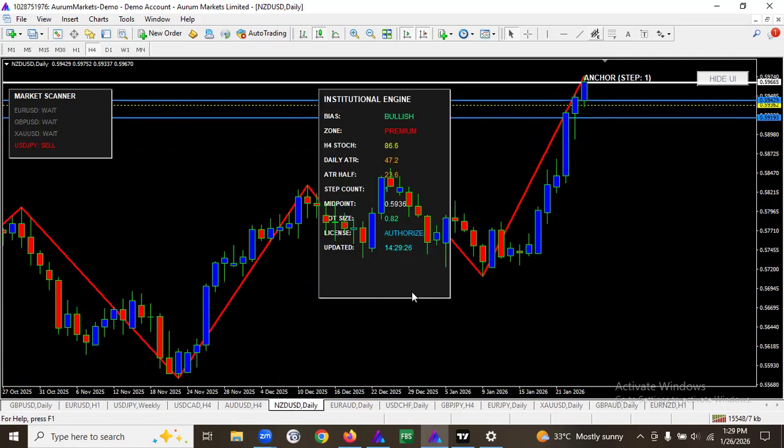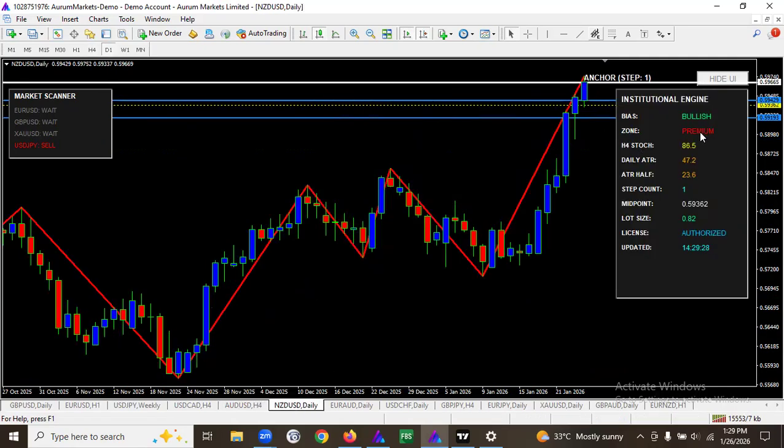NZD USD, same thing. Price is at premium. Look for opportunity to sell, but before we sell, we want to ensure that the bias changes to bullish. Okay, so I'm looking for sell opportunity on NZD USD, Australian dollar USD, Euro USD, and GBP USD. Buy opportunity on USD JPY and USD CAD.